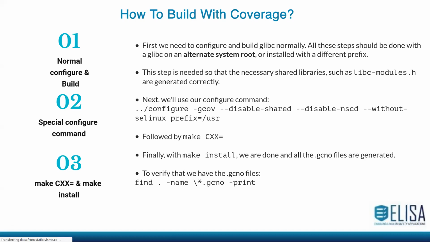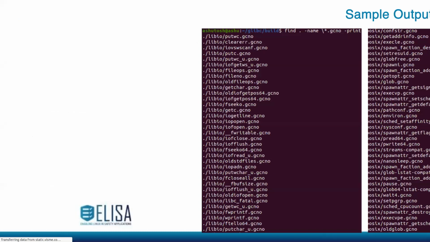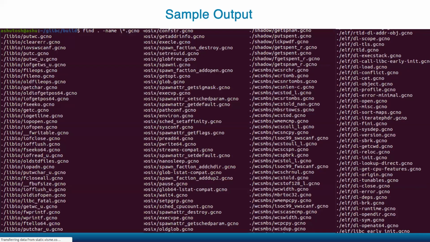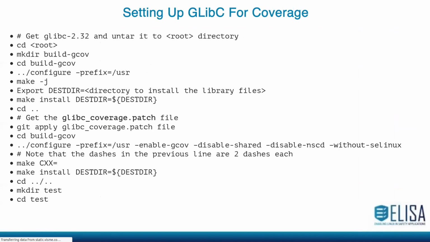we see all the gcno files are generated. To verify that we have all of the files, we just go a step back into the main tree and we run a find command. So this is a sample output. You can see that all of the gcno files have been successfully generated, and after this we'll come to how to set up glibc for coverage right from the steps. So this is one example of how to do it with prefix user by using an alternate system root, and then after that installing it.